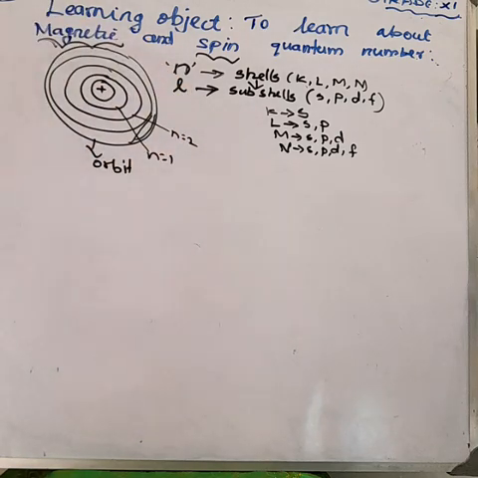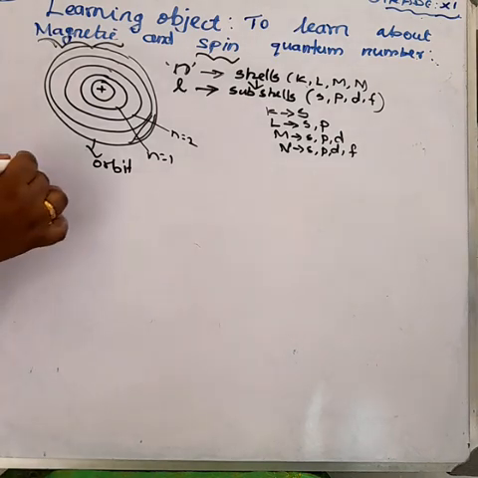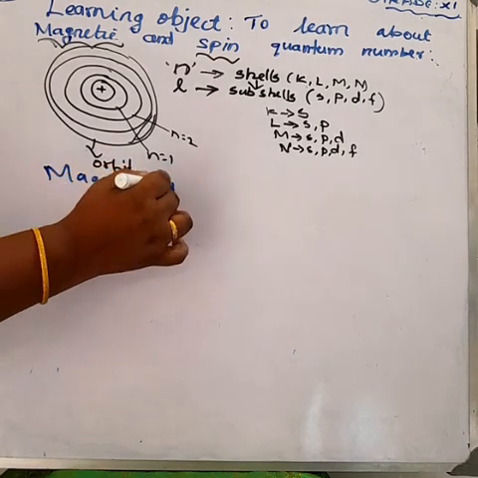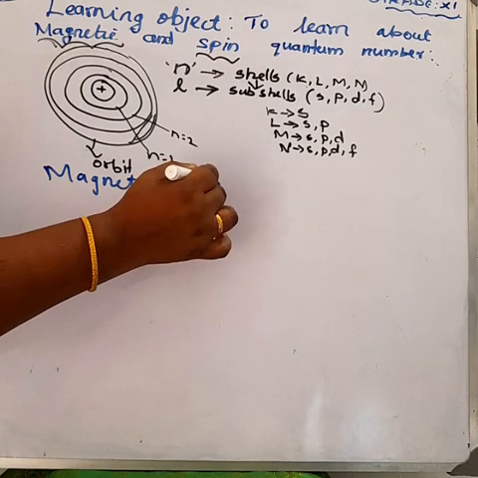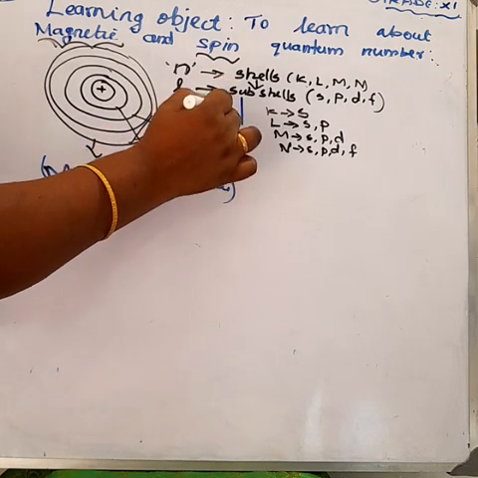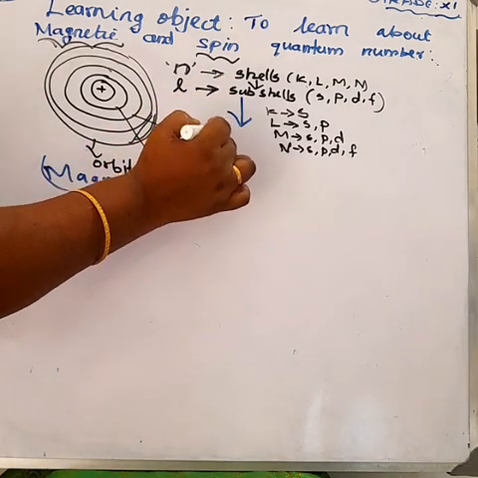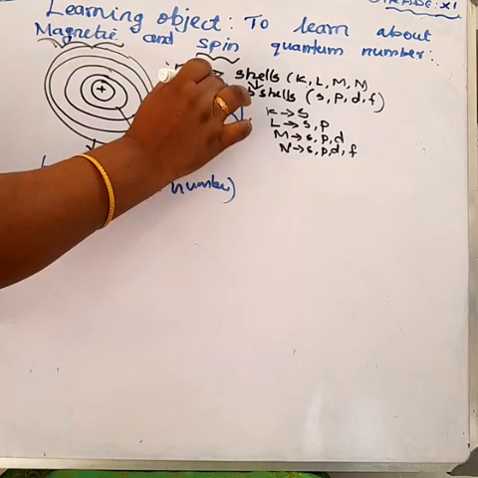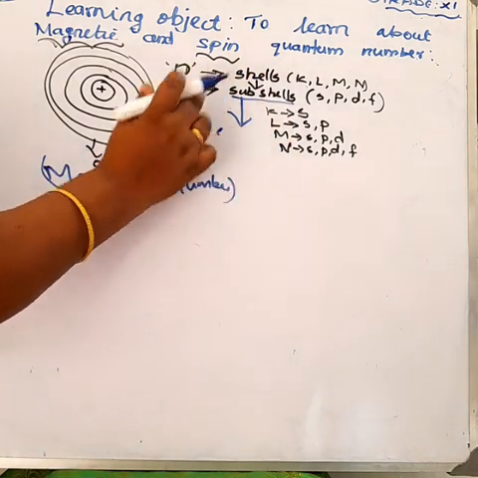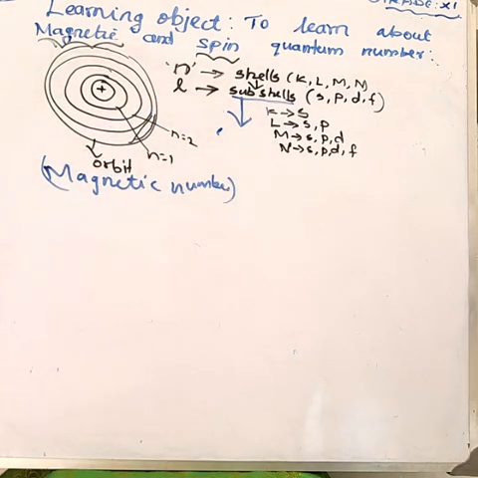So what about the magnetic quantum number? The magnetic quantum number divides the subshell into individual orbitals which hold the electrons. The orbitals hold the electrons.